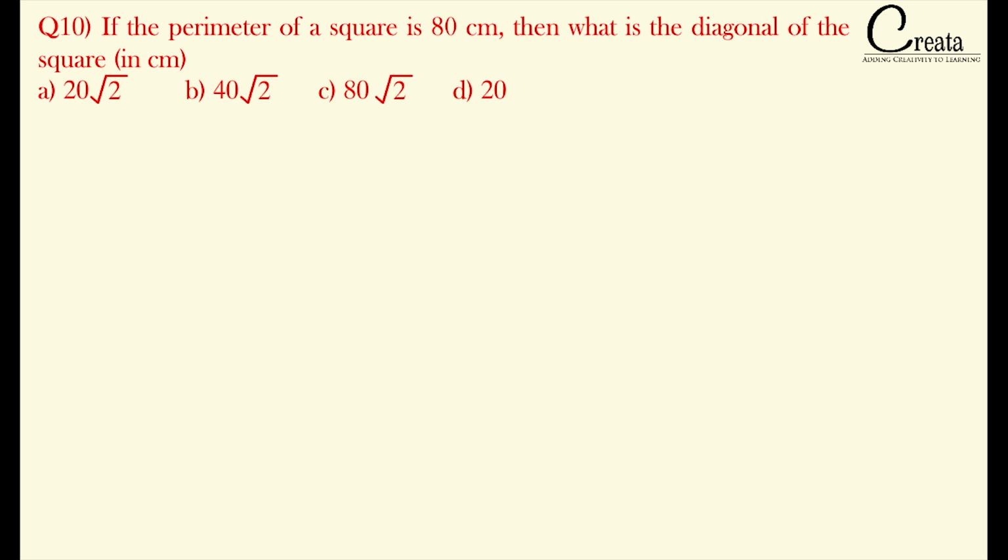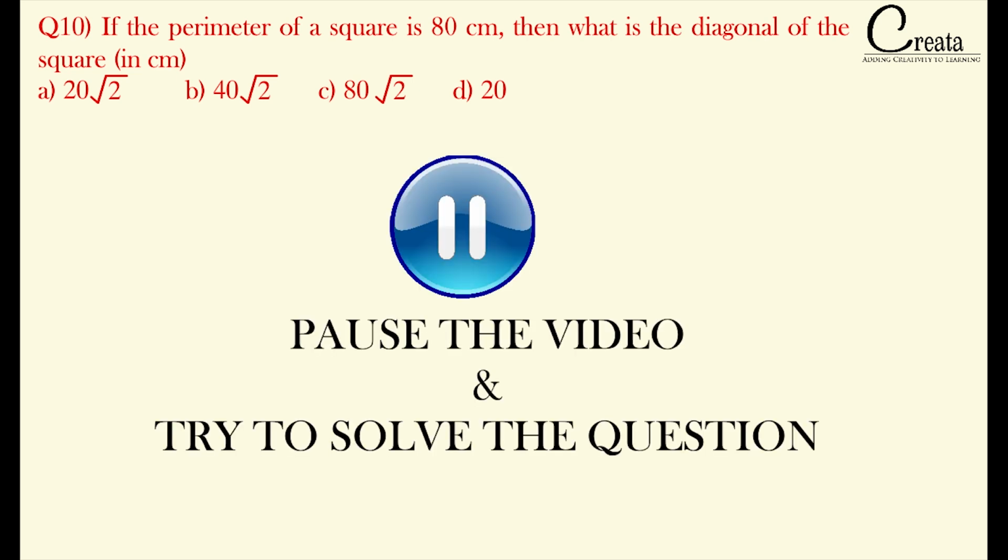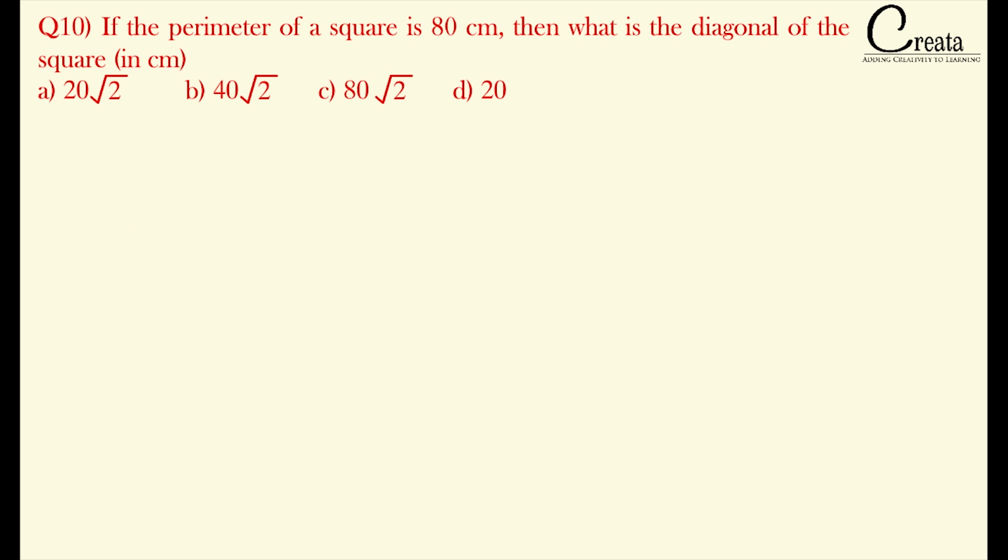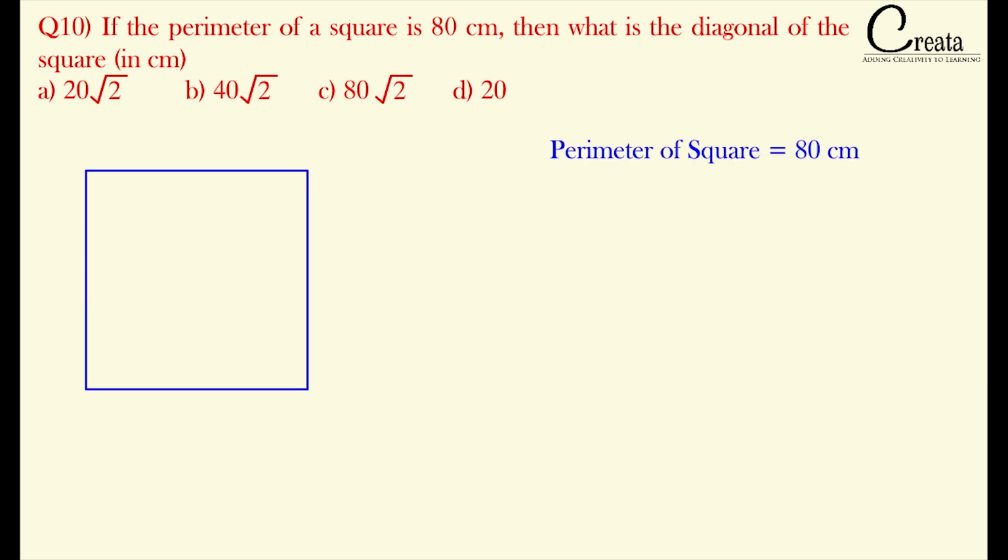If the perimeter of a square is 80 cm, then what is the diagonal of the square? Let's approach the question. In the question, a square is given. Let's have a square whose perimeter is given as 80 cm. We know the perimeter of the square is 4a, that is 4 times the side of the square. So we got 4a is equal to 80. On solving, we got the side of the square as 20 centimeter.